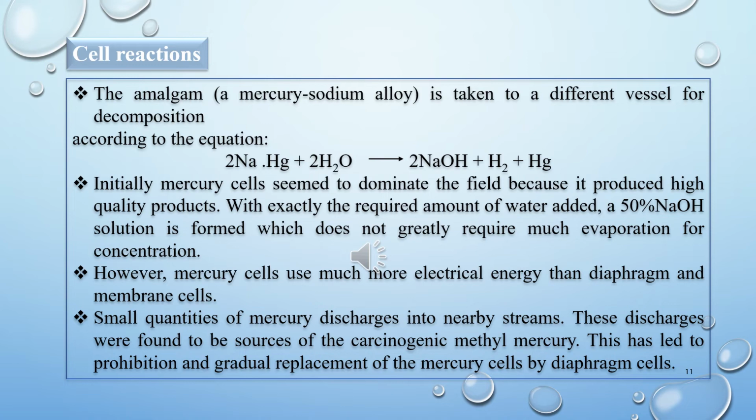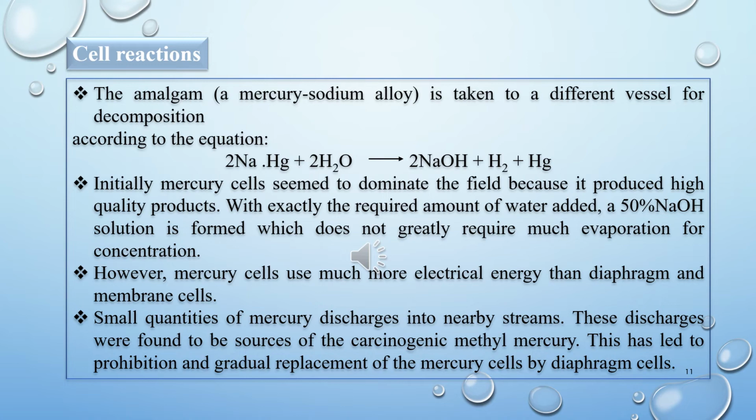Now the next point is, initially the mercury cells seem to be dominant in the field because it produced high quality products with exactly the required amount of water added. A 50% sodium hydroxide solution is formed which does not greatly require much evaporation for concentration.